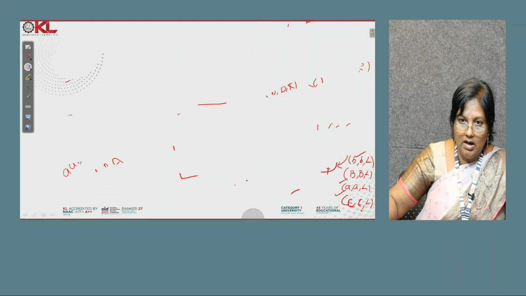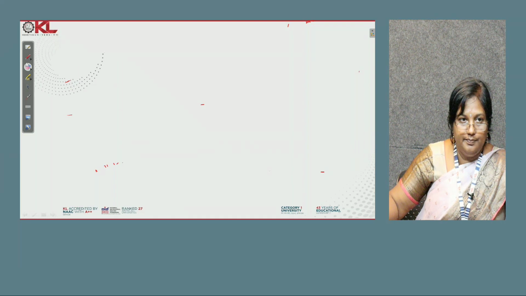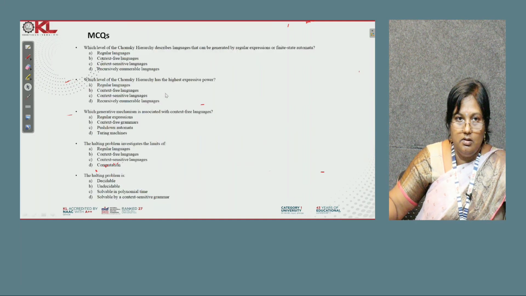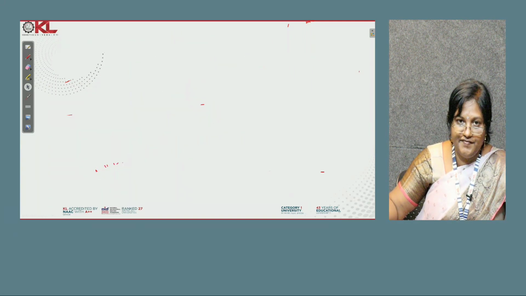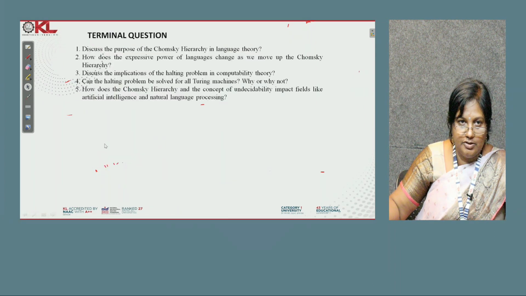Now let us see here. What are the different applications that we can do for this linear bound automata? See here, there are some MCQs you can go through, such as which level of the Chomsky hierarchy describes the language. Here there are different kinds of MCQs given. Terminal questions: discuss the purpose of the Chomsky hierarchy in language theory, how the expressive power of language changes as we move up the Chomsky hierarchy, and discuss the implementation of the halting problem in computational theory.